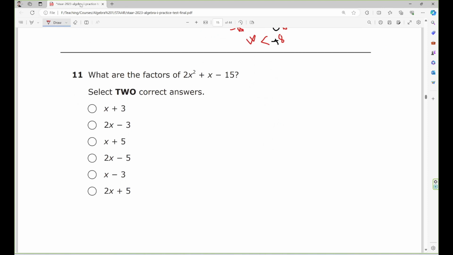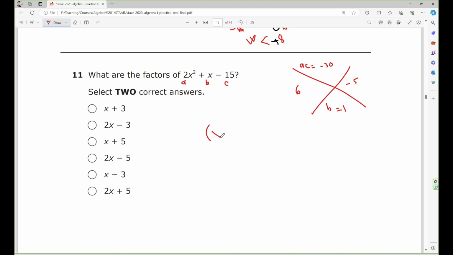Alright, move on to number 11. What are two factors of this? Select two correct answers. Now use the X method, factor this one out. Alright, this is a equal 2, b equal 1, and c equal negative 15. You put AC right here. AC equals 2 times negative 15, it should be negative 30. B equal 1, you put 1 right here. Now you need to find two integers that multiply to negative 30 and add up to 1. So it should be 6 and negative 5.